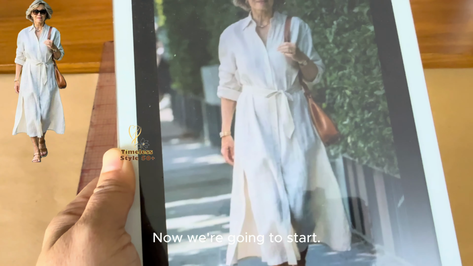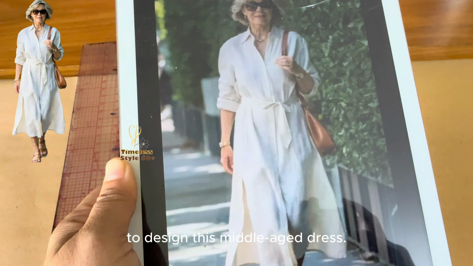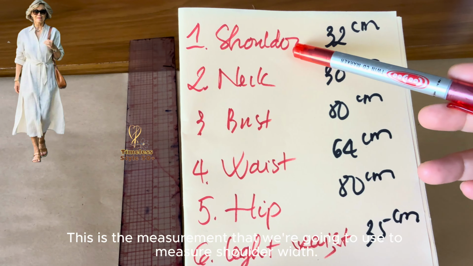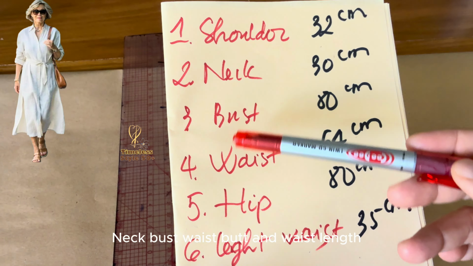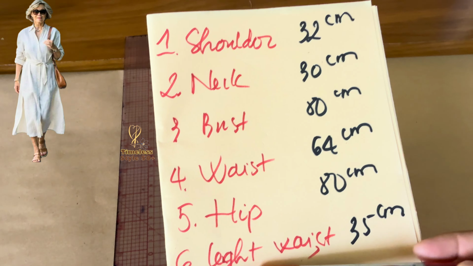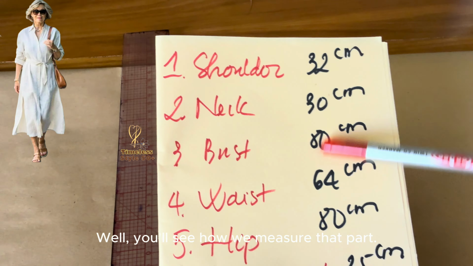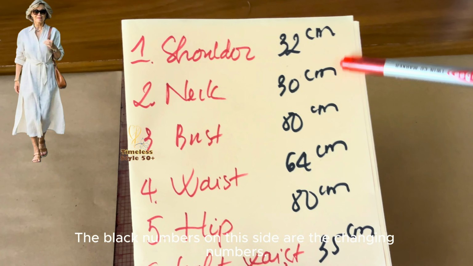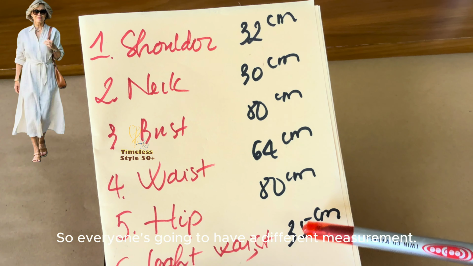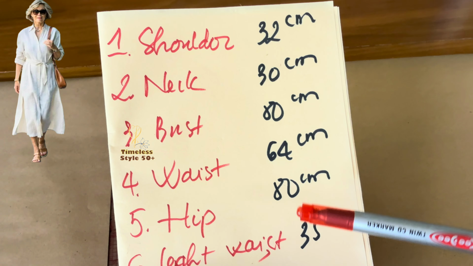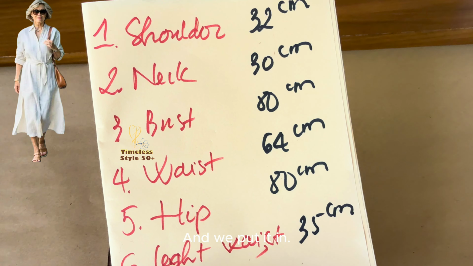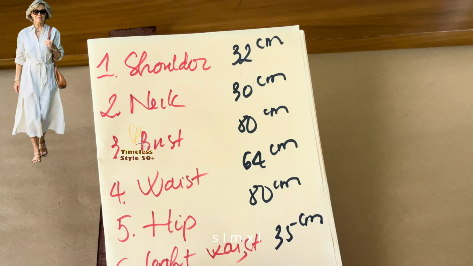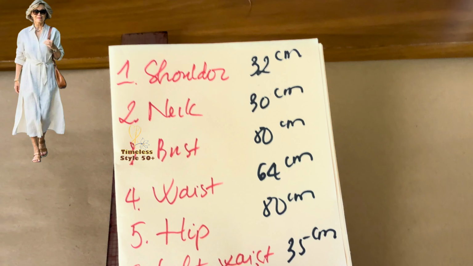Now we're going to start to design this middle-aged dress. These are the measurements that we're going to use: shoulder width, neck, bust, waist, butt, and waist length. You'll see how we measure that part. In this model, the black numbers on this side are the changing numbers, so everyone's going to have a different measurement. You're going to measure this, and we put it in. I will share the recipe part, and I will follow you. S, M, L, XL. Then we start.